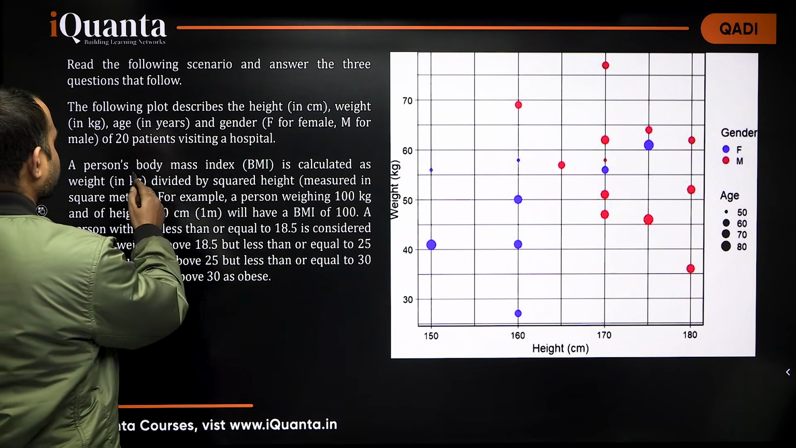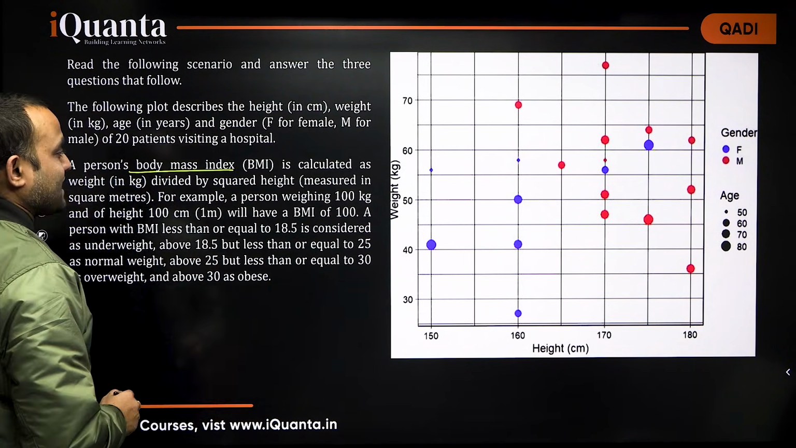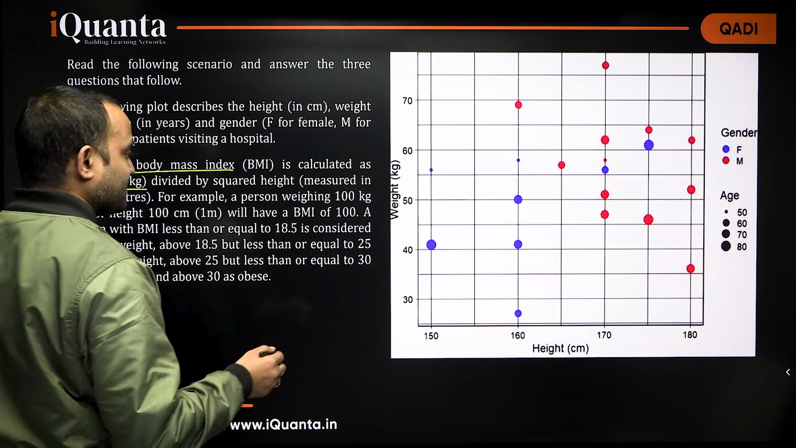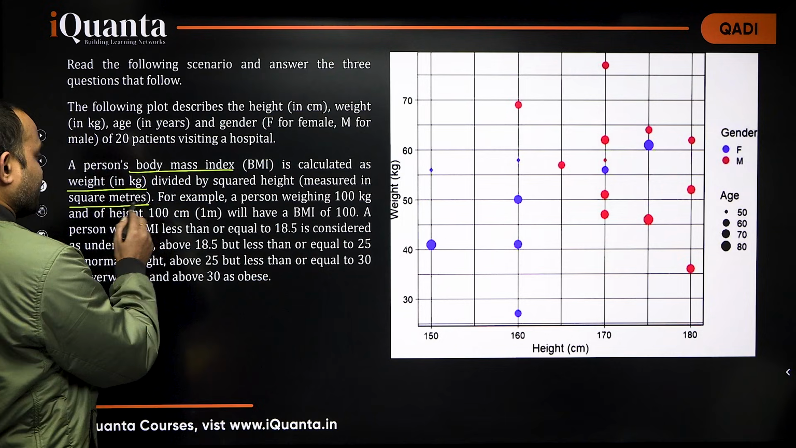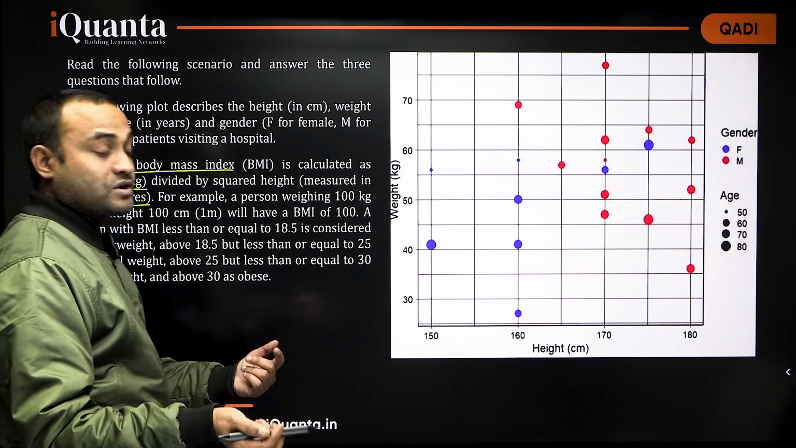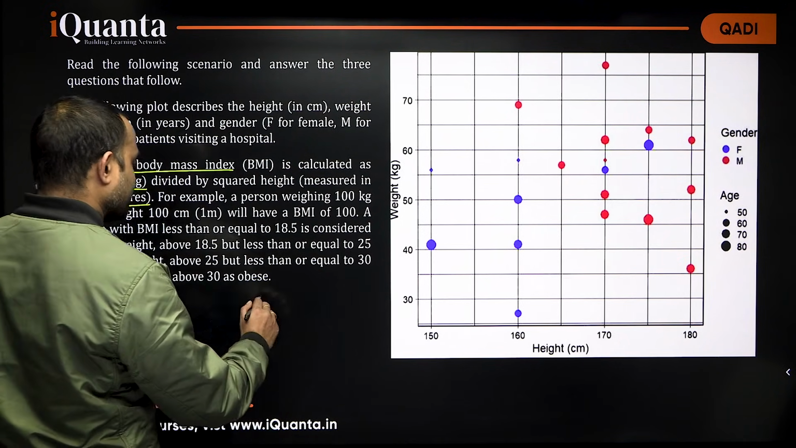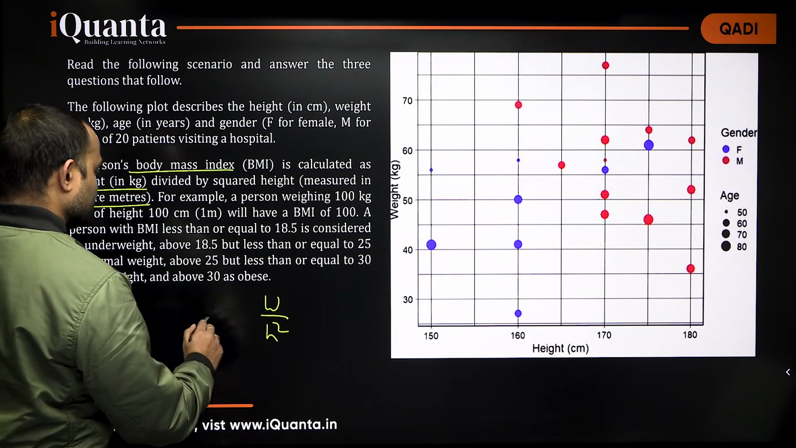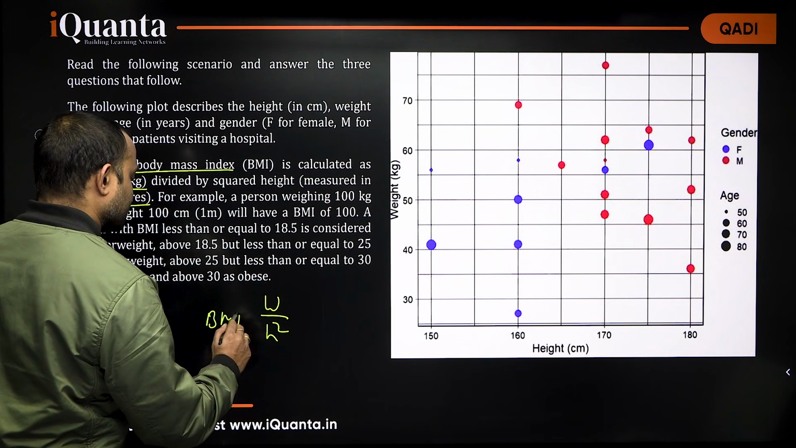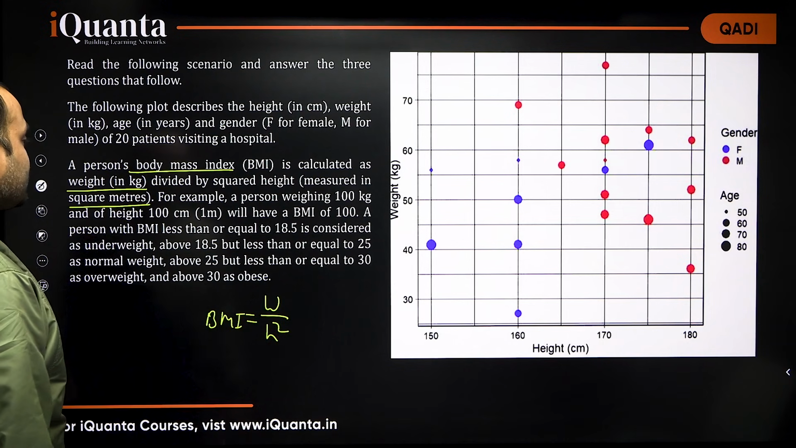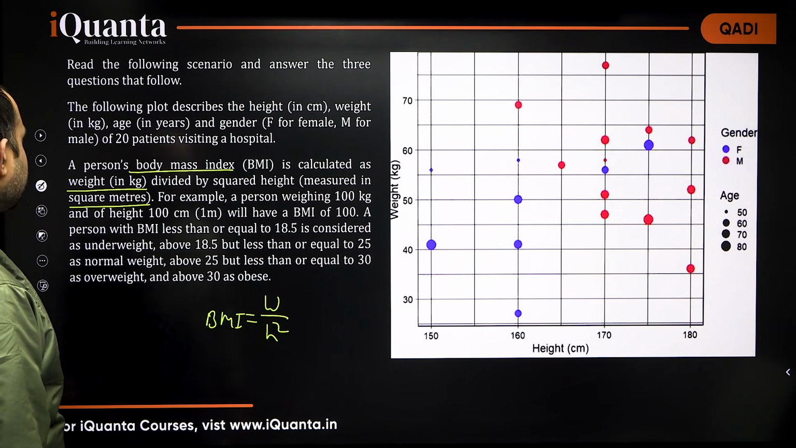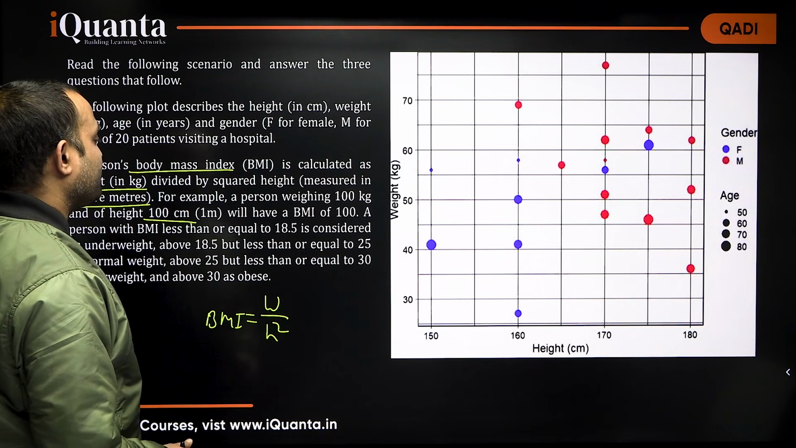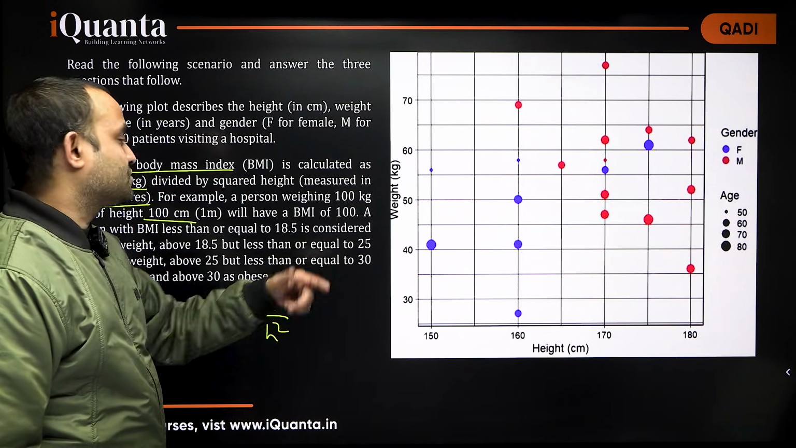A person's body mass index is calculated as weight in kg divided by squared height measured in square meters. Okay, height we need to convert in meters. Weight upon height square, height is in meter. This will be the body mass index, BMI. For example, a person weighing 100 kg and height 1 meter will have a BMI of 100. 100 upon 1 square is 100.